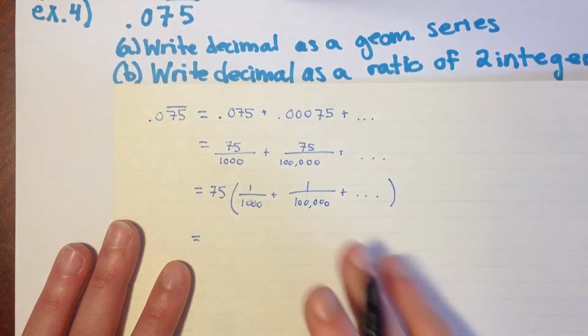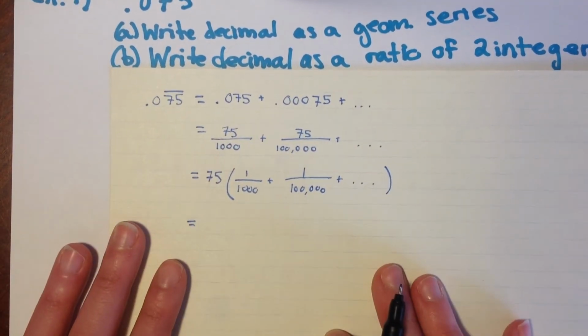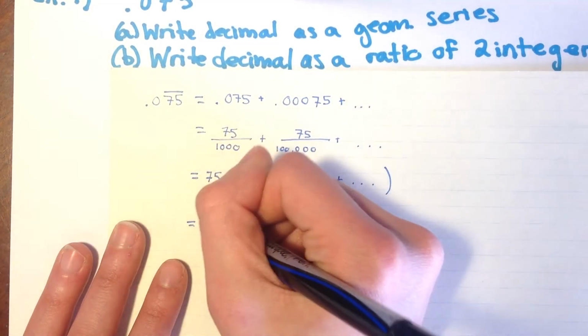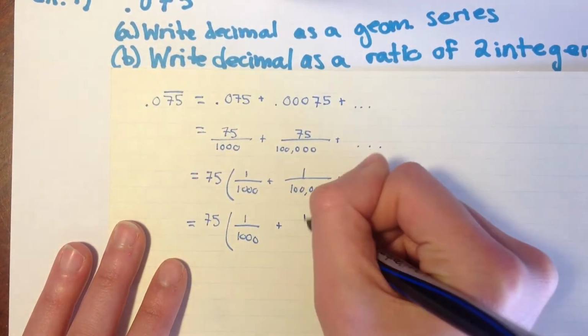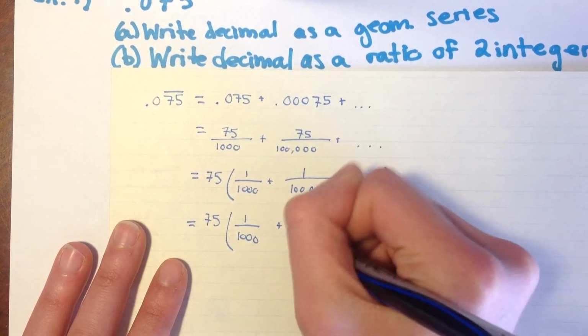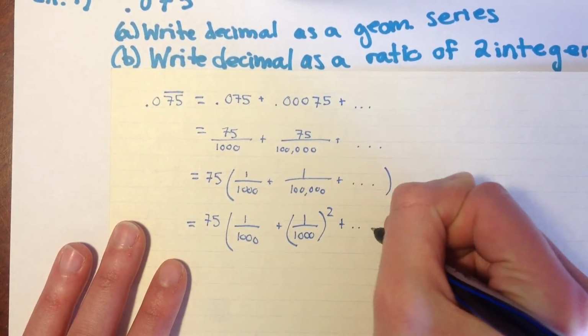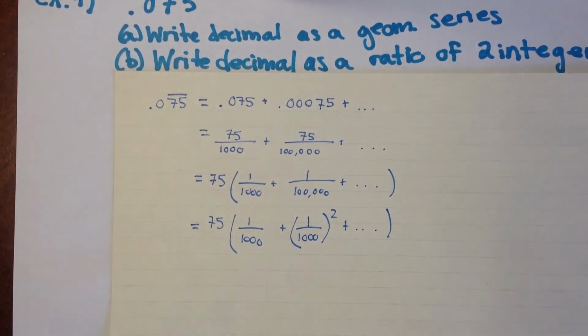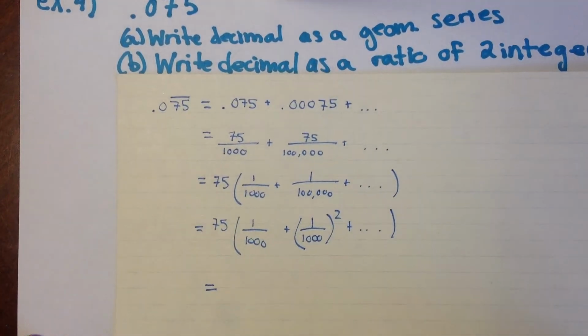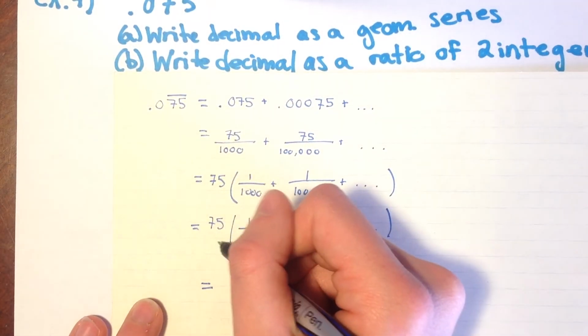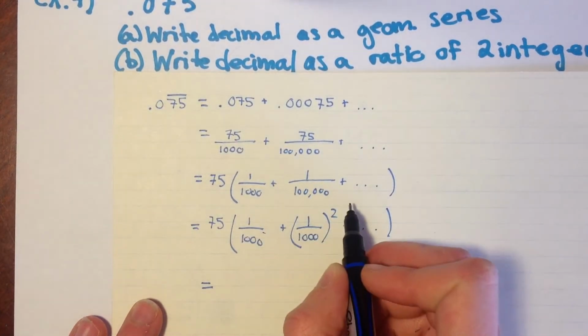And in this next step, I'm going to recognize that there's a pattern happening. And that pattern is that I can write this as powers of 1 over 1,000. So 1 over 1,000 squared gives me 1 over 100,000. And so from this point, you should realize that you can write this as a geometric series. This is my A value, and this is my R, and that's my N.